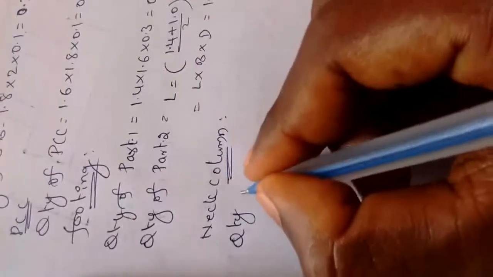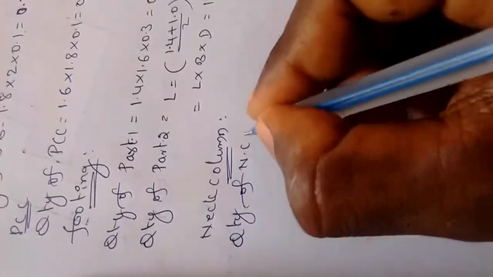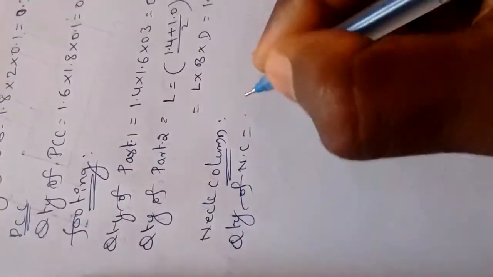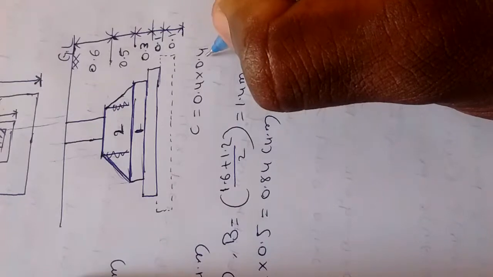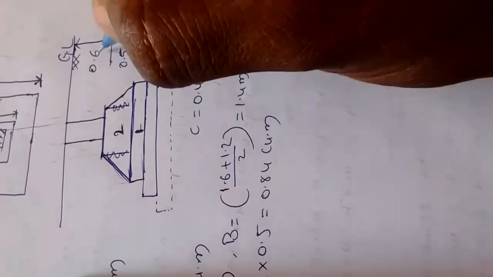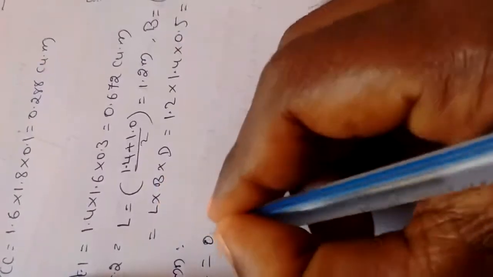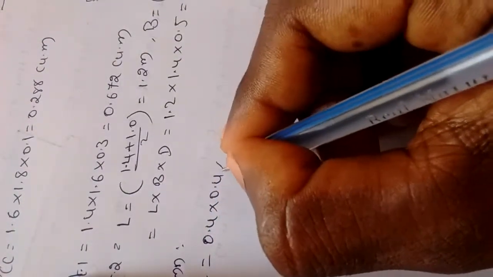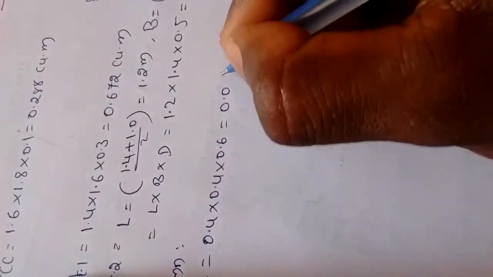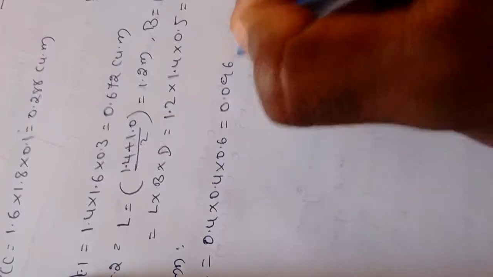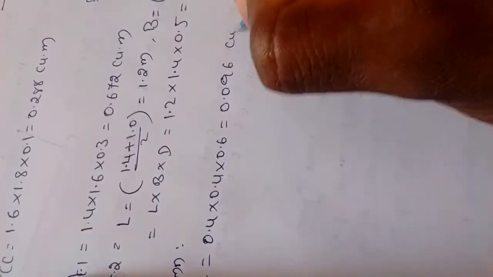Next, neck column. Quantity of neck column. Length of neck column is 0.4 meters, width is 0.4 meters, depth is 0.6 meters. Substitute all values: 0.4 into 0.4 into 0.6. Total you get 0.096 cubic meters.